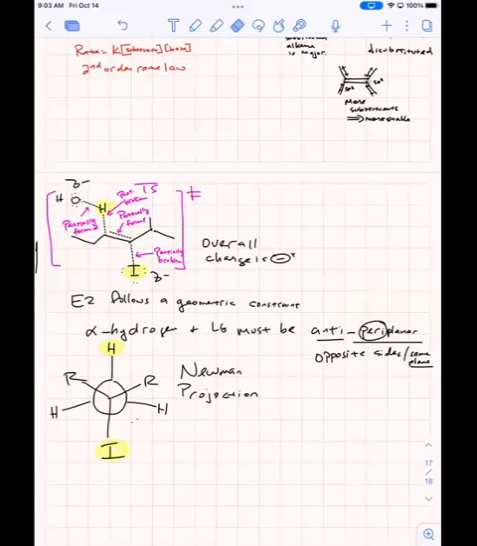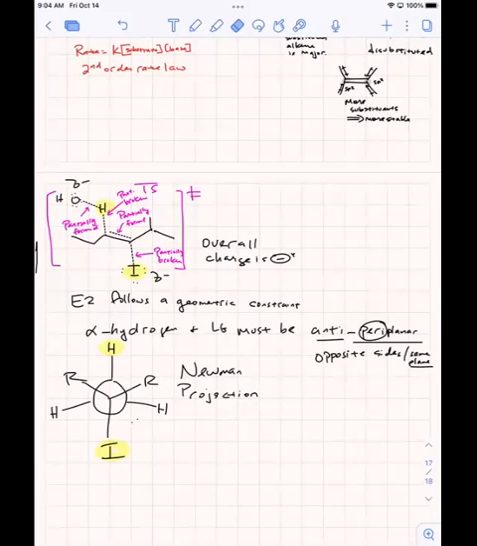Where we left off yesterday, talking about the E2 elimination, the last thing we talked about was this geometric constraint that forces the E2 to adopt a certain geometry in order for it to happen, right? I mentioned it, but I didn't really go into detail about it. It's really a consequence of orbitals overlapping.